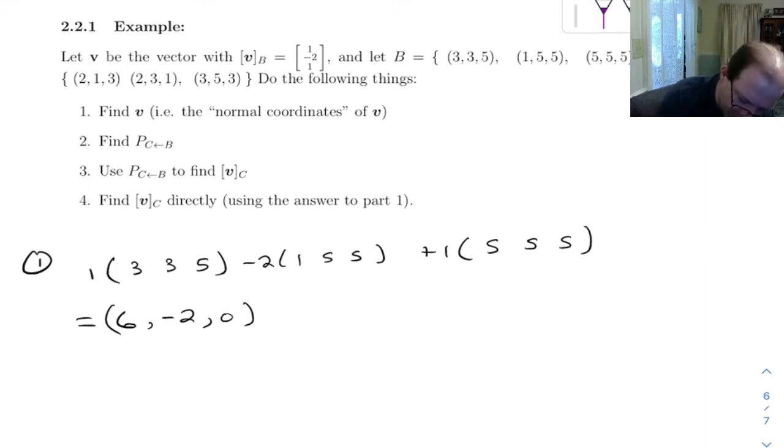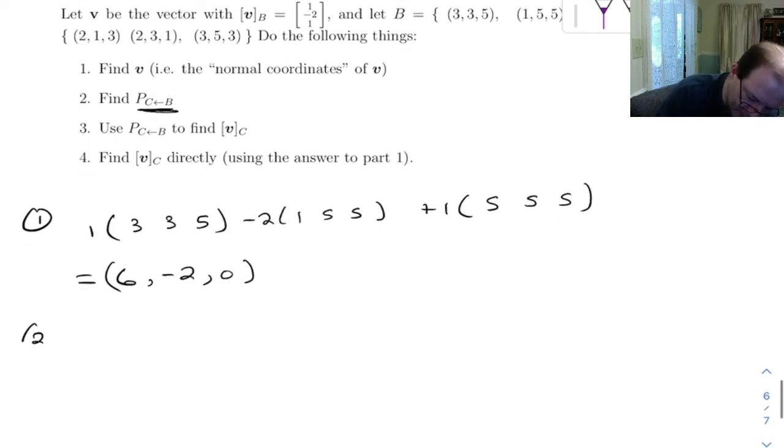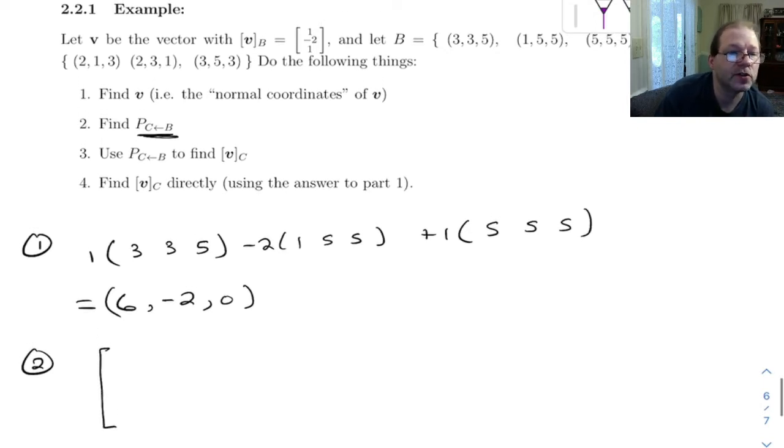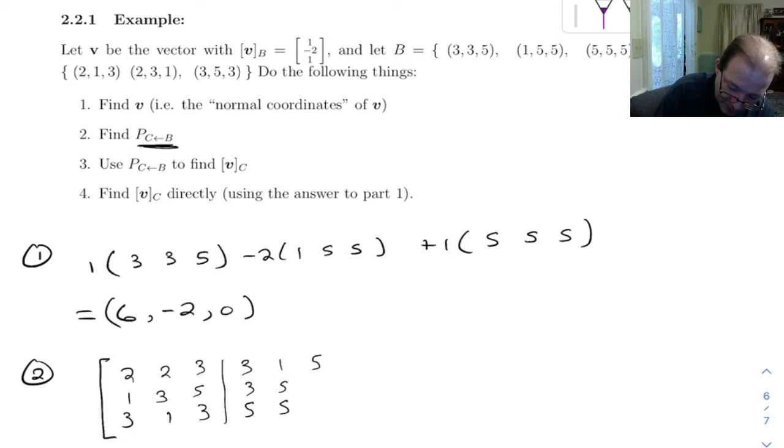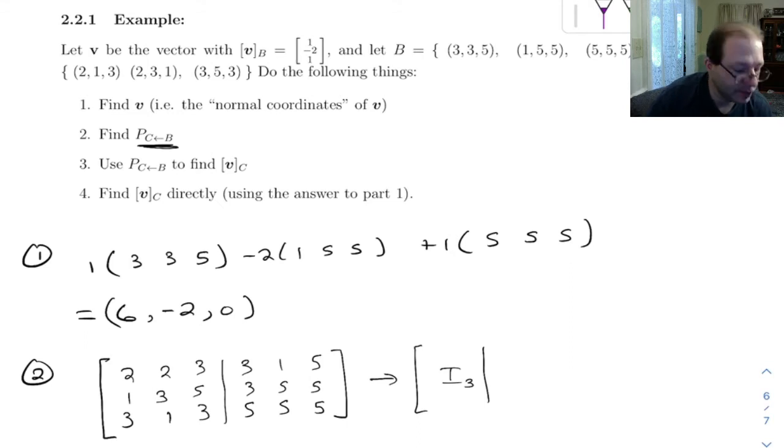Okay, now find the matrix that converts from B to C. All right, so for 2, now it's B to C, so C is going to go first. C is going to be 2, 1, 3, 2, 3, 1, 3, 5, 3, then 3, 3, 5, 1, 5, 5, and then 5, 5, 5. Now I have not done this already, so I have no idea if this is going to give us something nice or if it's going to be hideous. But let's put it into Octave and see.